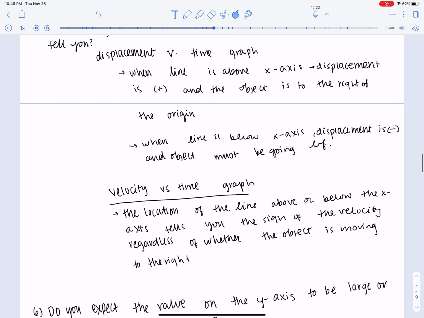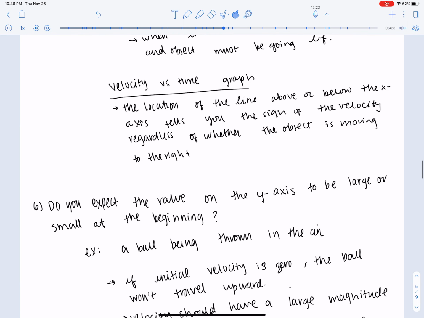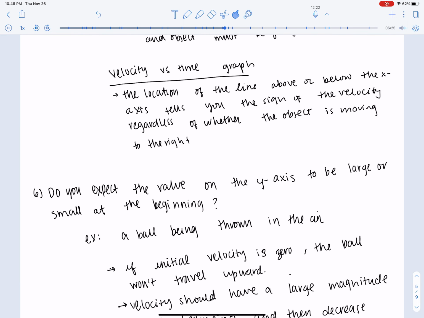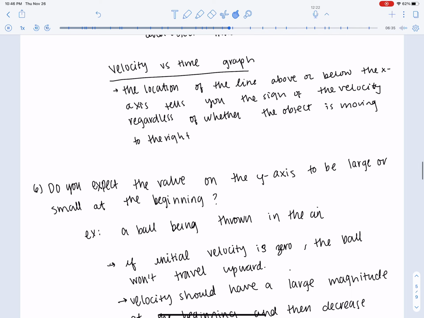For example, in a displacement versus time graph, when the line is above the x-axis, it is positive and the object is to the right of the origin. Then when the line is below the x-axis, the object must be going to the left. In a velocity versus time graph, the location of the line above or below the x-axis tells you the sign of the velocity, regardless of whether the object is going to the right.